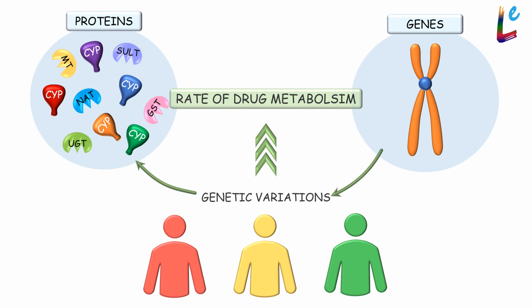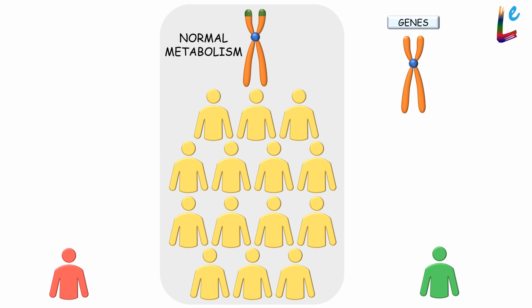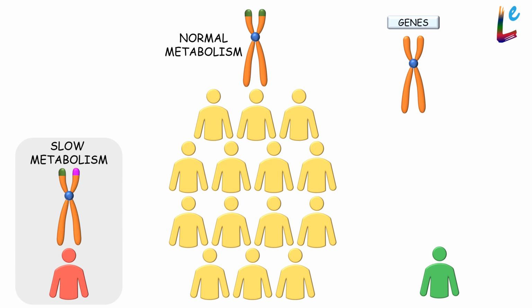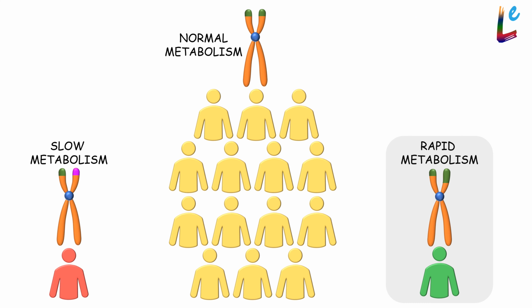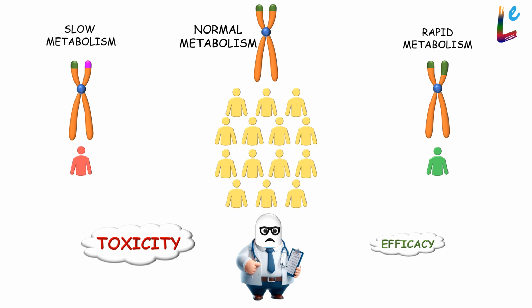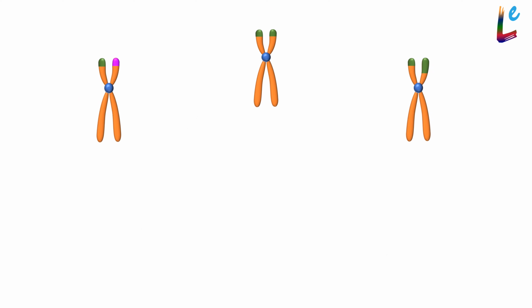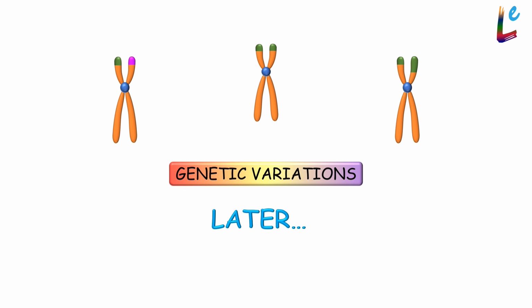Unlike most individuals who metabolize the drug normally, a few may metabolize a drug slowly, while a few others may be rapid metabolizers. This can affect drug efficacy and may also precipitate toxicity. Sometimes the drug dosages might have to be changed too. We shall discuss the effects of genetic variations on pharmacokinetics and pharmacodynamics in detail in a later video.